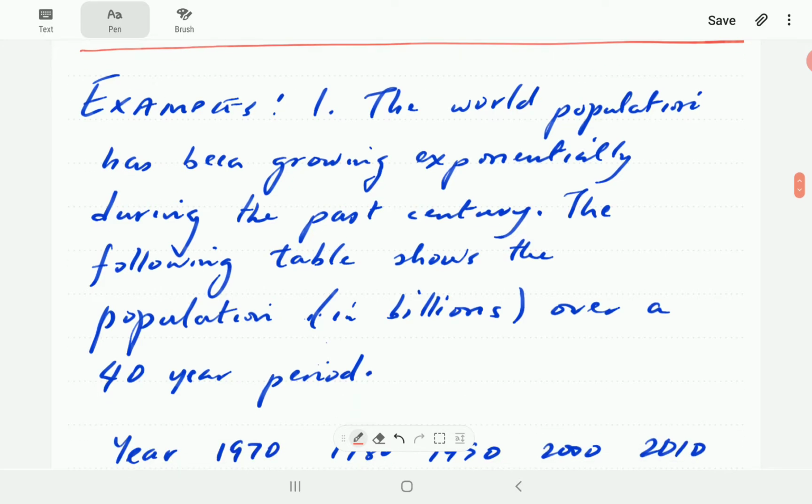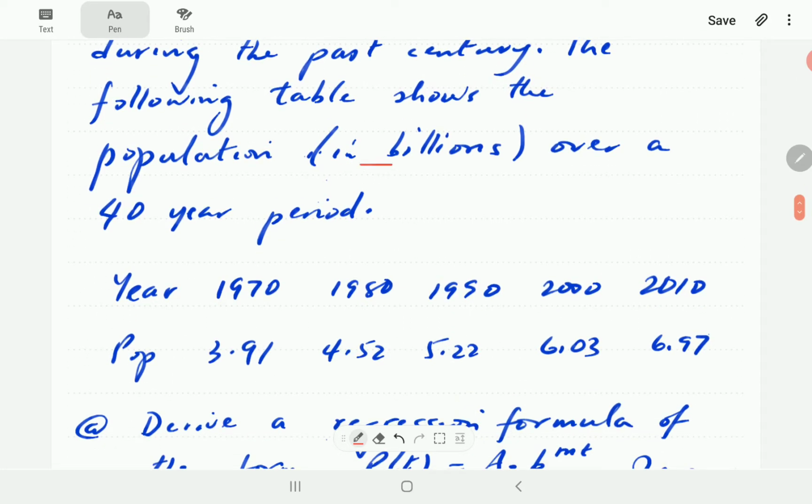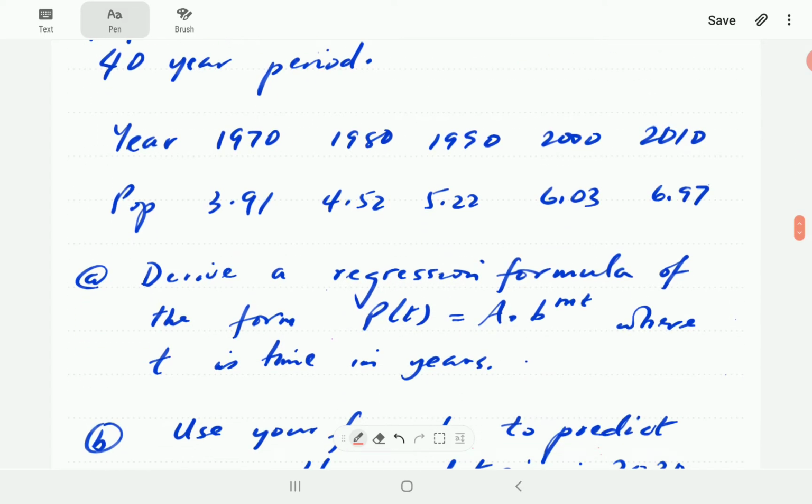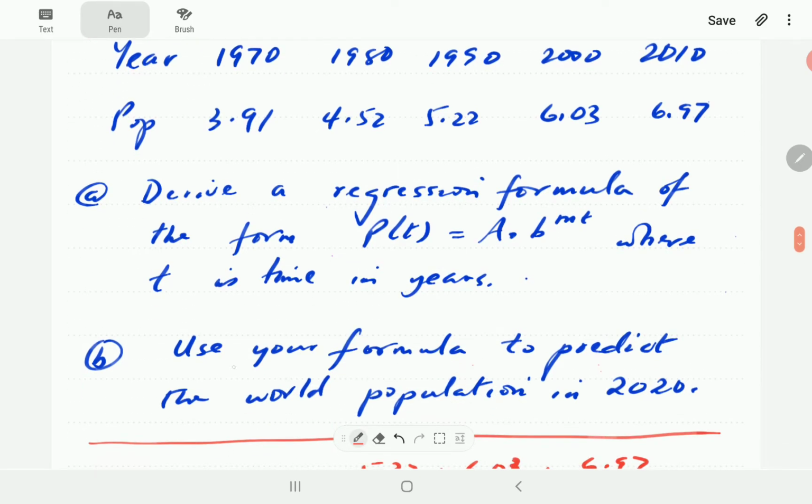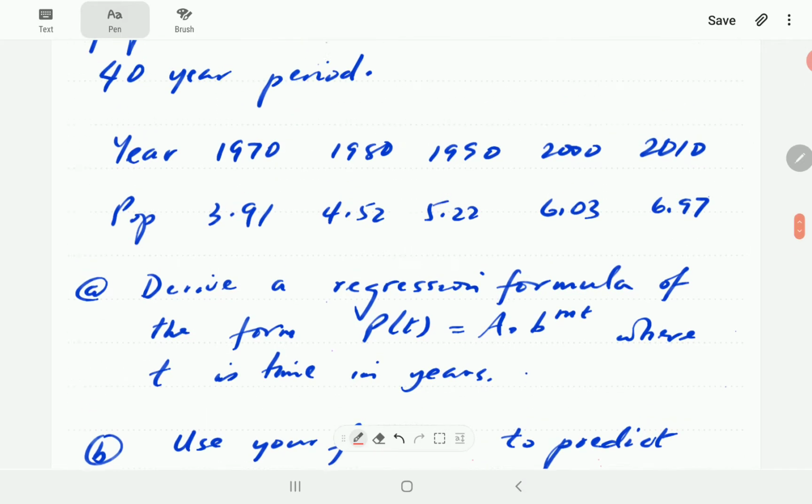In the first example here, we've got world population, which has been growing exponentially during the past century. We have got a table showing the world population in billions over a 40-year period. This is our table here between 1970 and 2010 inclusively. Okay, so the first question is, can we derive a regression formula of this nature where t is time in years? And then we're going to use the formula to predict the world population in 2020.